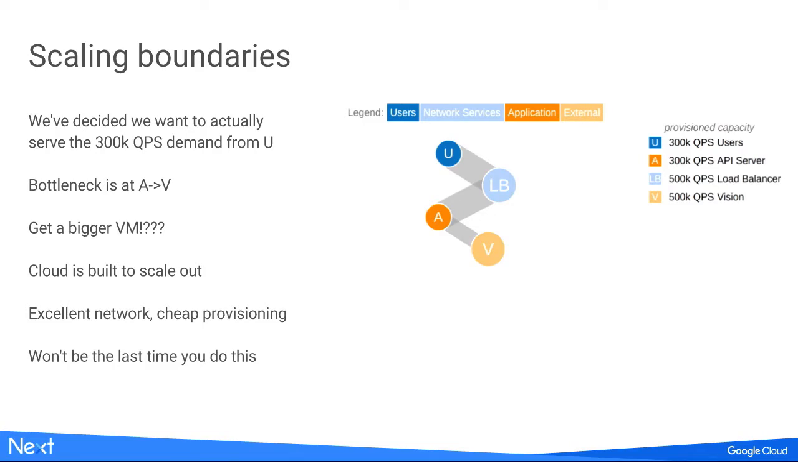Okay, so all of that was in the scenario of having one VM serving your service, right? And all of those things are terrible things that can happen to your service, no matter how big it is, when you have 300,000 QPS of demand and 100,000 QPS of ability to serve it. So let's say we actually want to serve that 300,000 QPS. The bottleneck here is between our application and this external API, right? So what do we do? We get a bigger VM, right?